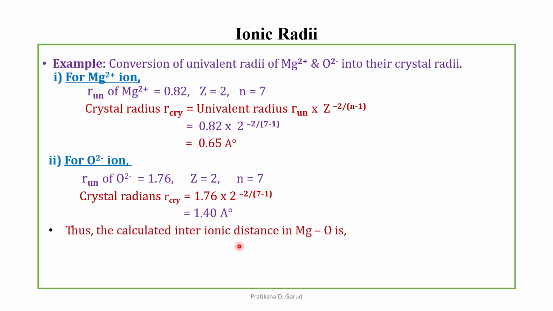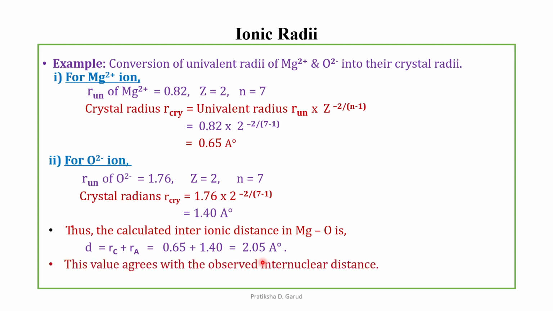Thus, the calculated inter-ionic distance of MgO, that means the internuclear distance d, is equal to radius of cation plus radius of anion, which is equal to 0.65 plus 1.4, and this value comes out to be 2.05 Angstrom. And we can see this value agrees with the observed internuclear distance.